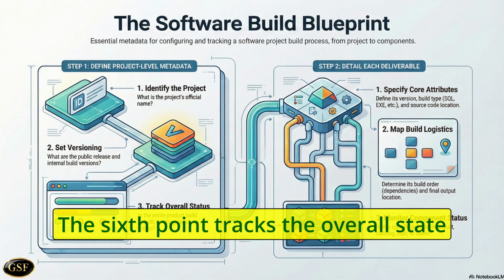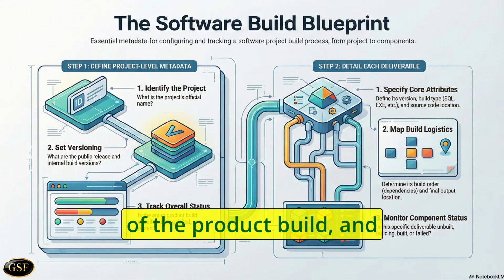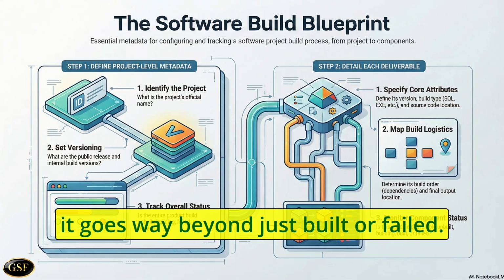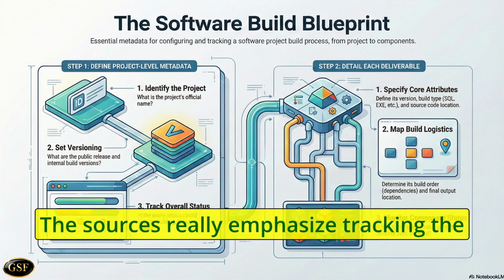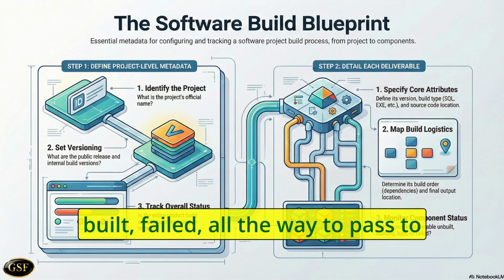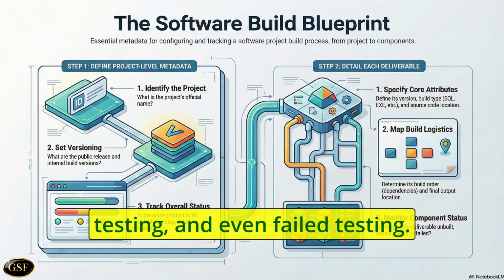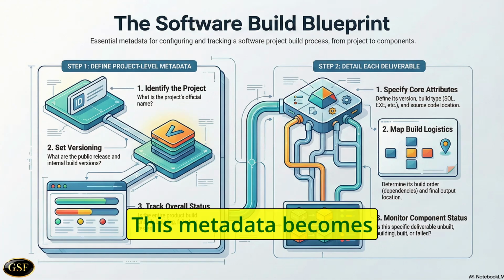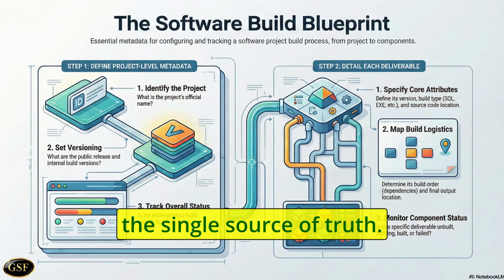The sixth point tracks the overall state of the product build, and it goes way beyond just built or failed. The sources really emphasize tracking the state from unbuilt through building, built, failed, all the way to pass to testing, and even failed testing. This metadata becomes the single source of truth.